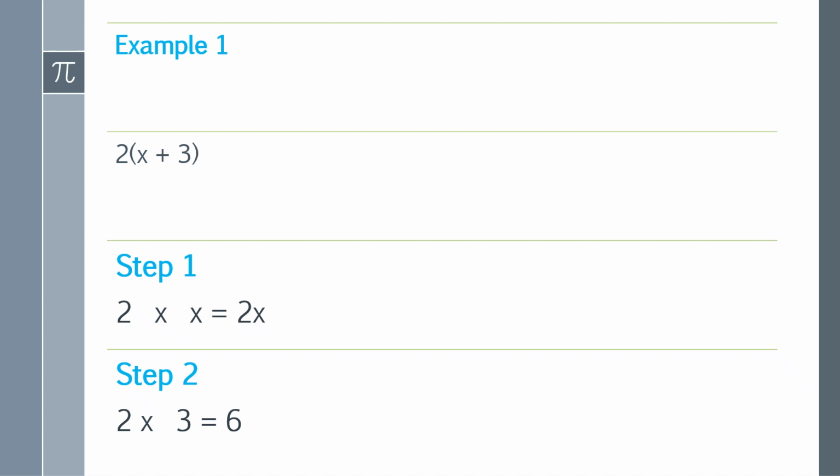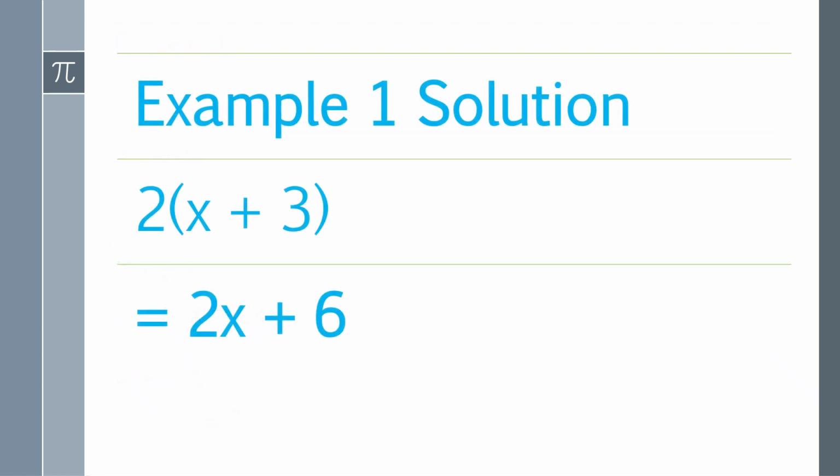Let's look at example 1. We have 2 times x plus 3 in brackets. First multiply 2 by x. 2 times x equals 2x. Next multiply 2 by 3. 2 times 3 equals 6. Now we can combine our answers. Therefore, 2 times x plus 3 in brackets equals 2x plus 6.